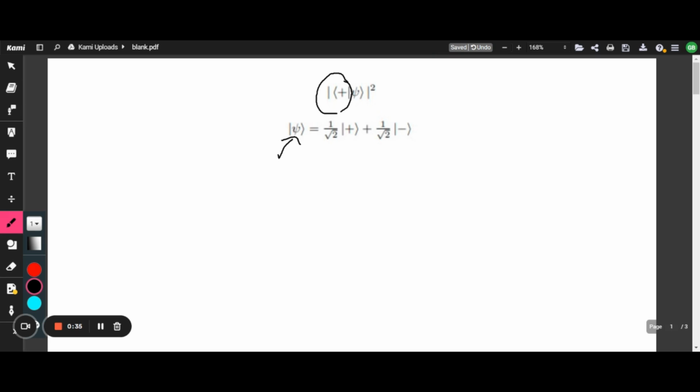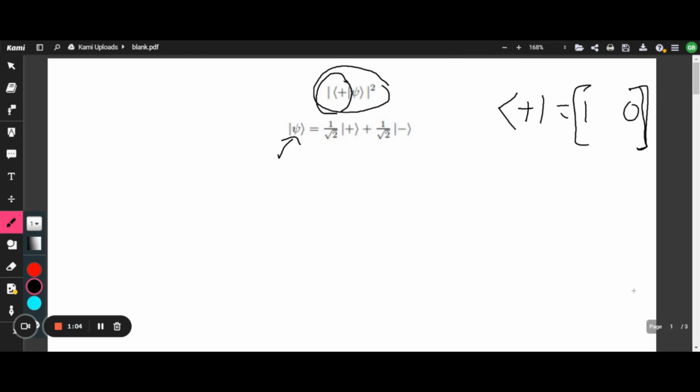Well, what we can do is utilize this entire equation here. If we remember back to the previous video, what the spin up bra vector looked like, its matrix was 1, 0.